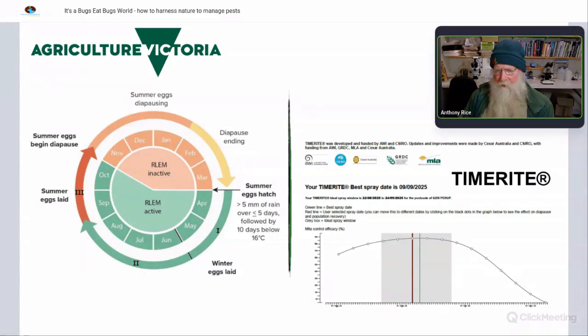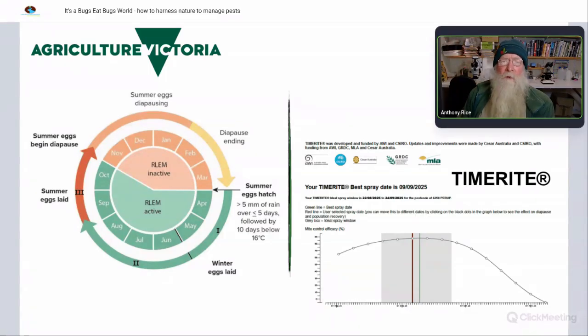If you're going to rely on a spray, when do you want to do it? And this product here, Time Right, it's an app. You can download it free. I've done it the same. And this is the graph it produced for me when I put in my old postcode, and I think it's from Palgarup, from when I used to live down there in Quinninup. And this program will give you, by your postcode, the ideal time to spray if that's what you need to do.